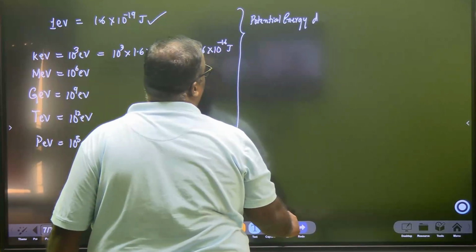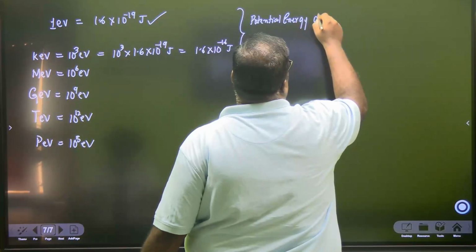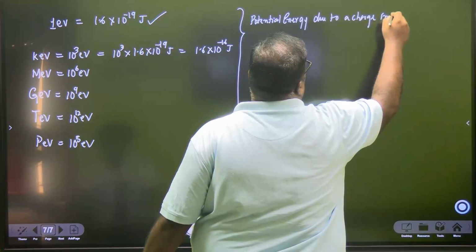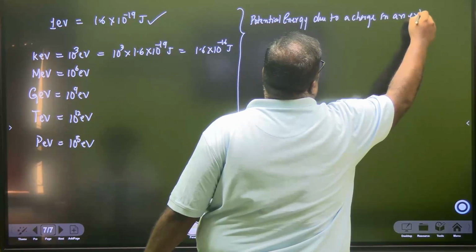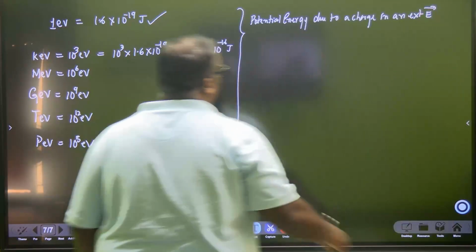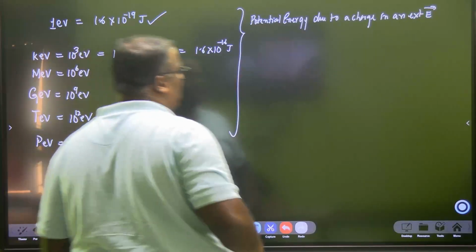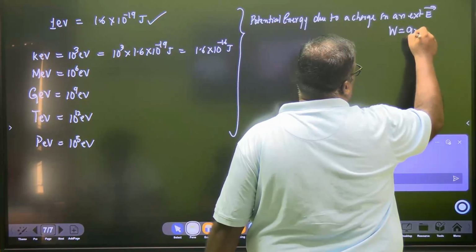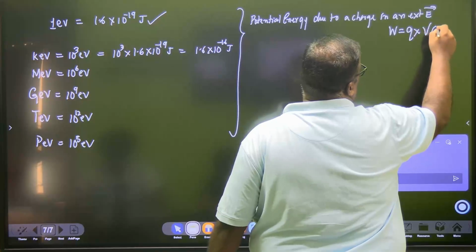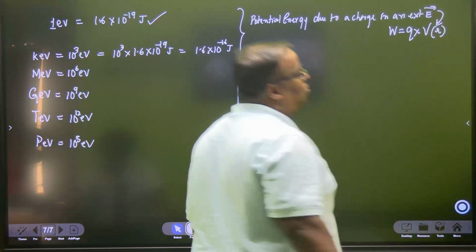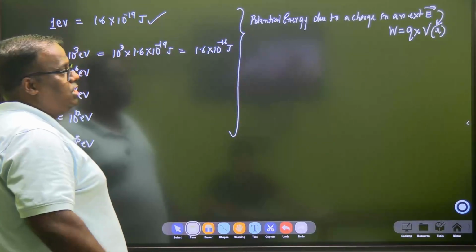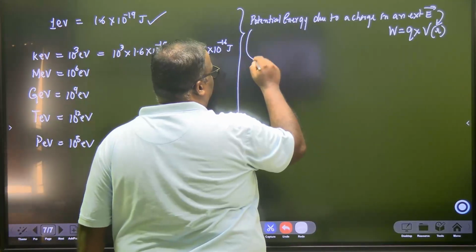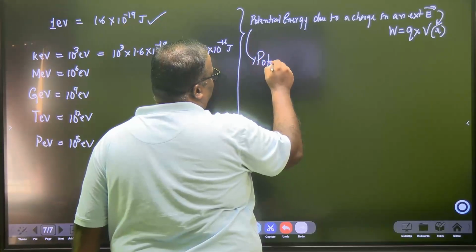You studied potential energy due to a charge in an external electric field, right? So when you have an external electric field, how did you do it? You did it simply by calculating the work done, which is equal to Q times the potential due to the external electric field at this point R. Q times the potential. This is what we have done so far. Now we take this further, same story as previous.